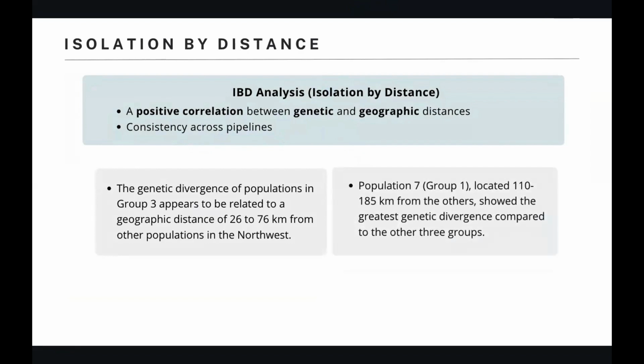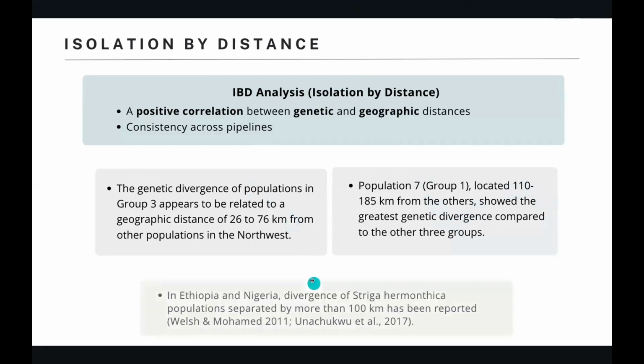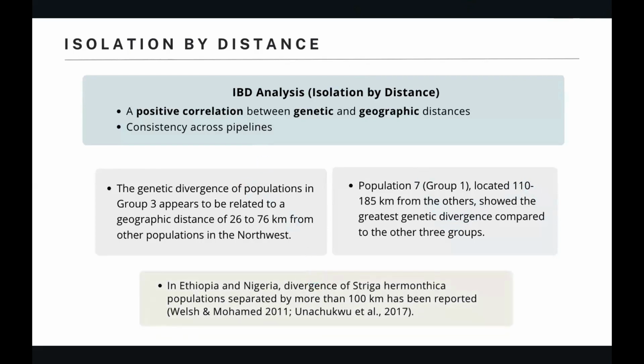But also, population 7, which is located 185 kilometers from the others, showed the highest genetic divergence compared to the other three groups. This observation aligns with findings in other parasitic plants. For example, the divergence of Striga populations separated by more than 100 kilometers has been reported in Ethiopia and Nigeria.